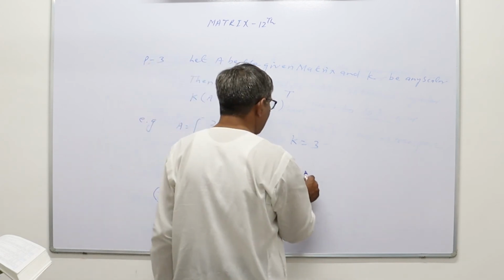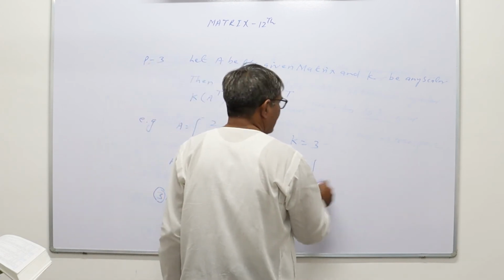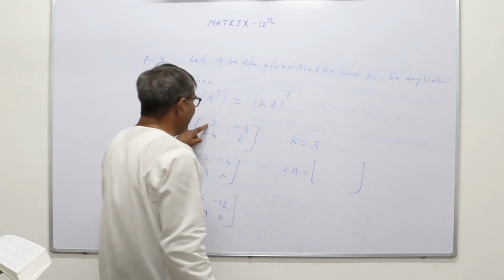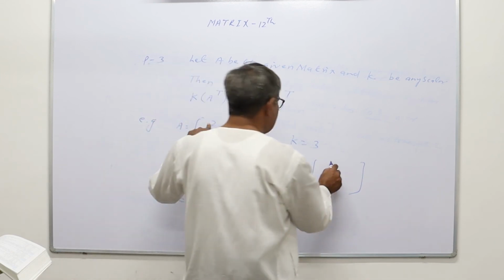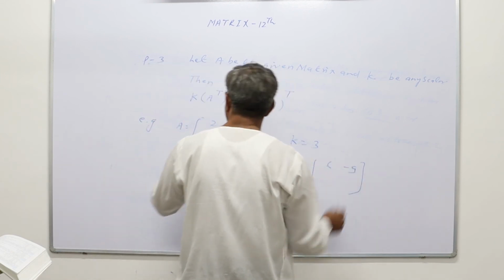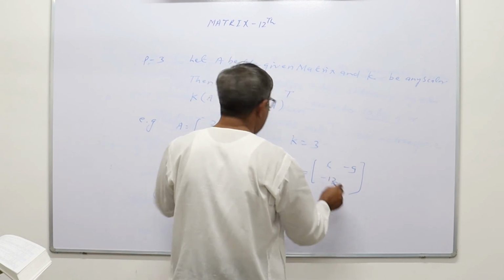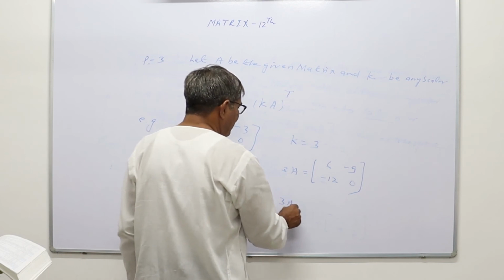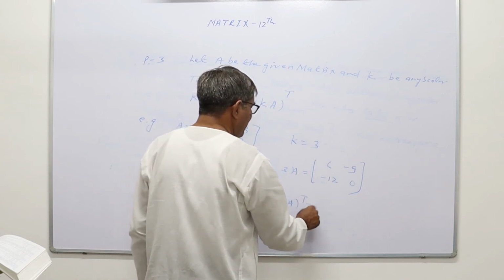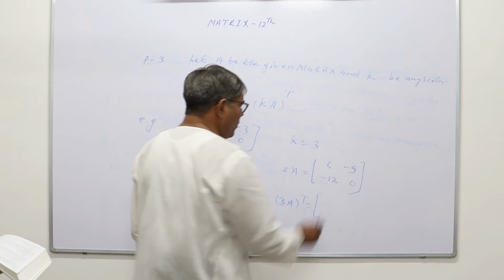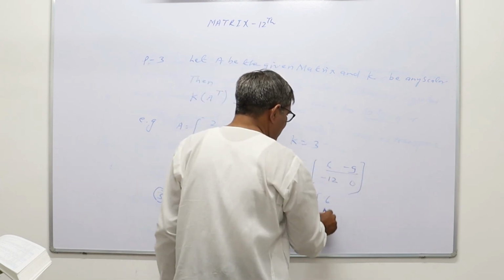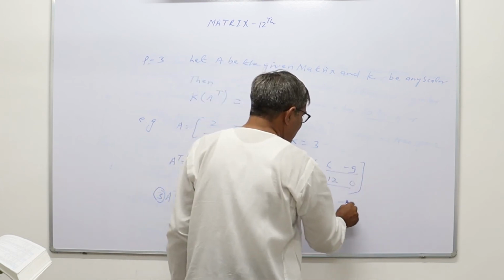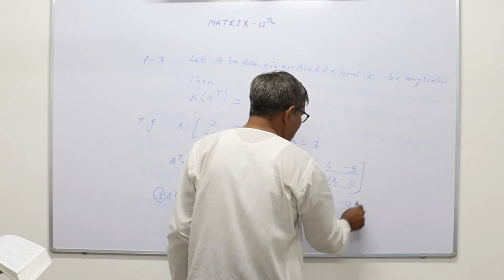And second, if we multiply the given matrix first, that is 3A, and then take the transpose. So 3A will be the given matrix multiplied with 3. So 3 into 2 is 6, 3 into 3 is 9, -12 and 0. This is 3A. Now if we find 3A whole transpose, it will be first row as first column, so 6, -9, second row as second column, that is -12, 0.